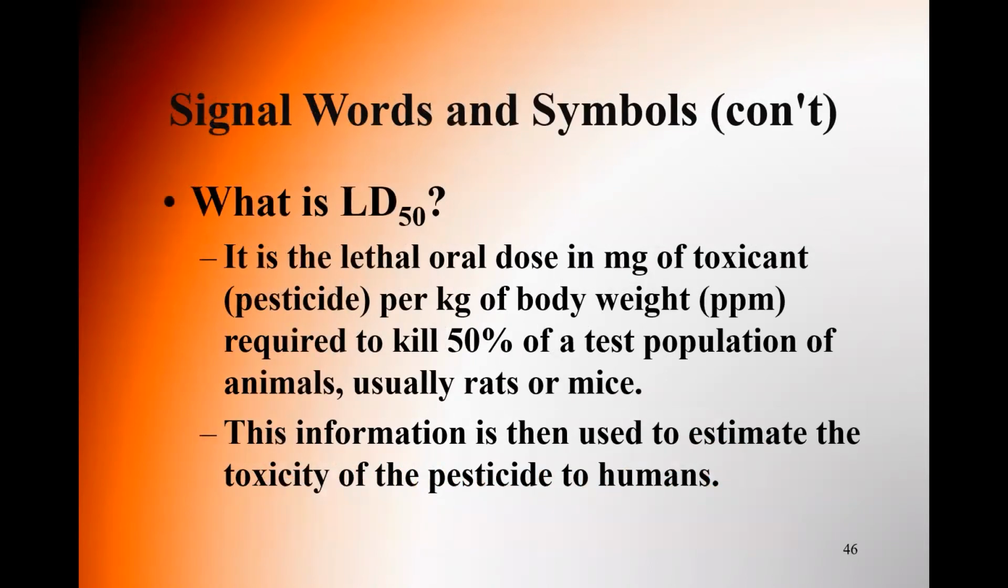Here's the LD50. It's the lethal oral dose in milligrams of toxicant per kilogram of body weight, which works out to parts per million, required to kill 50% of the test population of animals, usually rats or mice. This information is used to estimate the toxicity of the pesticide to humans. We use mice because they will not let us use humans. That would be the best way to determine the effect on humans, but they won't let us do that, so we use lab rats.